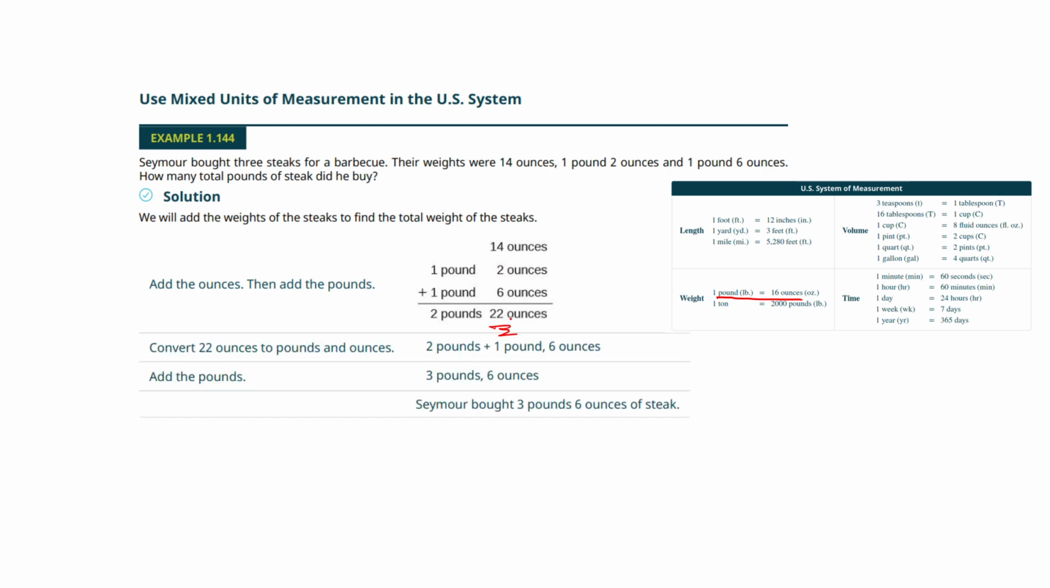So isn't this 1 pound and 6 ounces? Because 16 makes a pound. The extra 6 are just on top of that. So I've converted 22 ounces makes a pound with 6 more ounces. So now let's put those together. Turns out we have 3 pounds, 6 ounces.